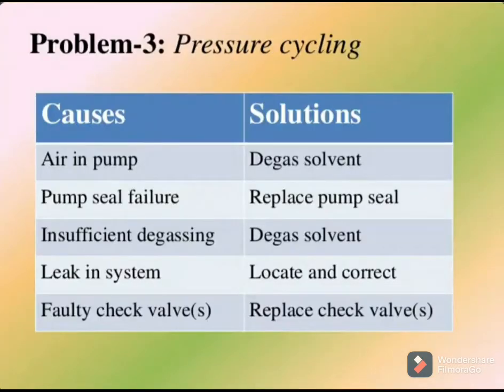Next is problem 3, pressure cycling. What is the cause? Air in the pump: degas the solvent. What solvent are you using? Go to that solvent and degas it. Next is pump seal failure: replace the pump seal. Next is insufficient degassing: then again degas the solvent. Leak in the system: locate and correct it. Faulty check valve: replace the check valve and correct that.